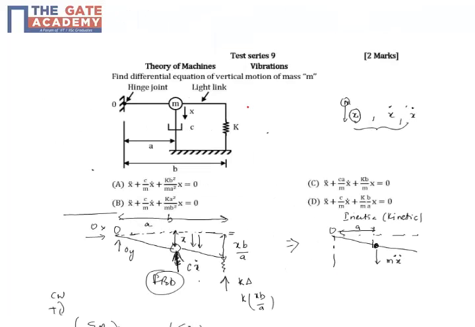So let's compare which option satisfies. The first answer, A, is the one which satisfies this. So always for this kind of problem, draw a free body diagram, draw an inertia or kinetic diagram, and then just balance the moments, because reactions are not needed in your differential equation. So the answer is A. Thank you.